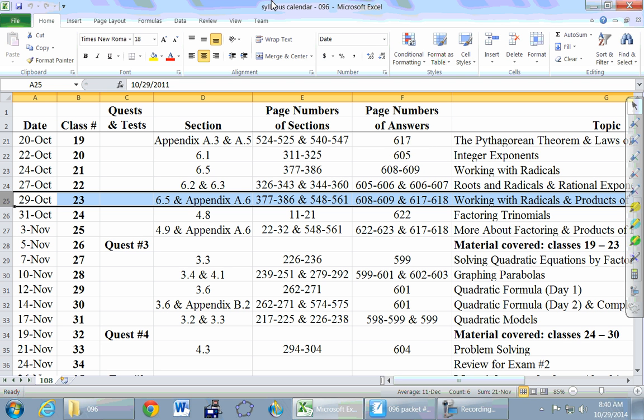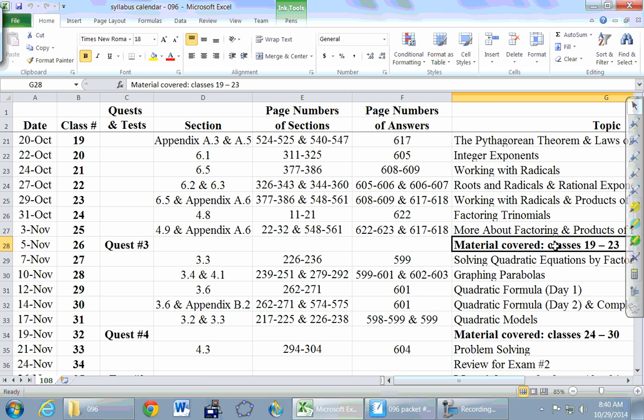Just want to highlight though that even though the quest is coming up a week from today, it's actually only on the material from classes 19 to 23, and today is class number 23. So even though we have 2 more classes before the quest, the material from this coming Friday and Monday is not on the quest. So at the end of today, that's the end of the material for the quest. Questions on the calendar?